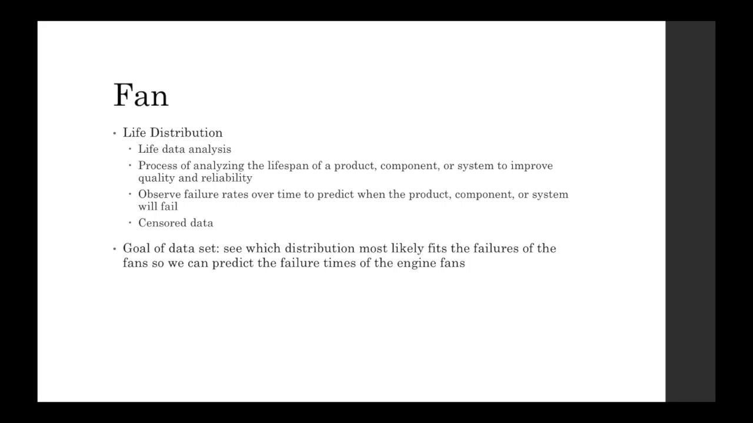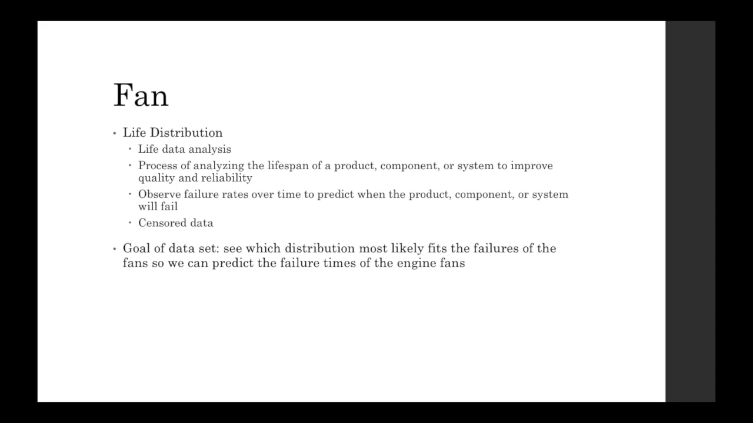According to the textbook, life data analysis, also known as life distribution analysis, is the process of analyzing the lifespan of a product, component, or system to improve quality and reliability. You can observe failure rates over time to predict when the product, component, or system will fail. This can be used to determine warranty periods as well as determine the best material and manufacturing processes for the product. We can use sensor data, which means sometimes the exact time of failure is unknown.